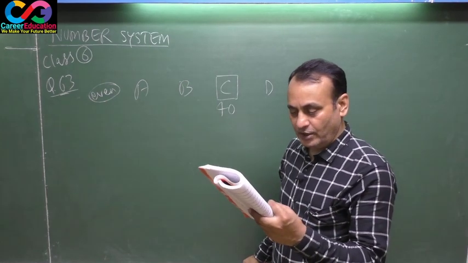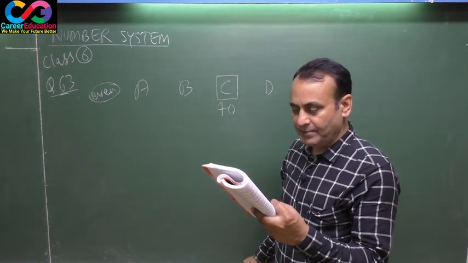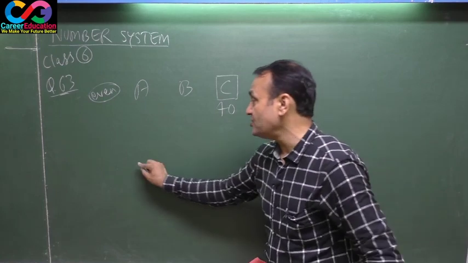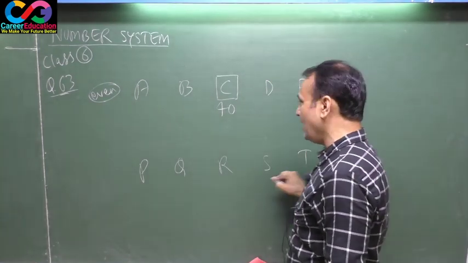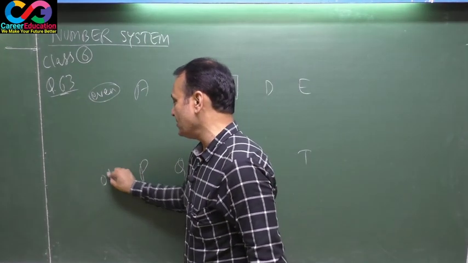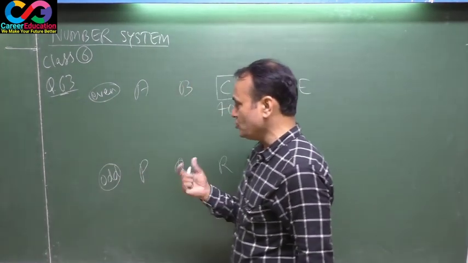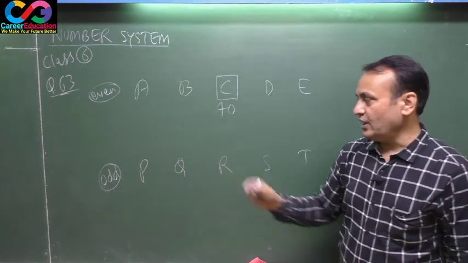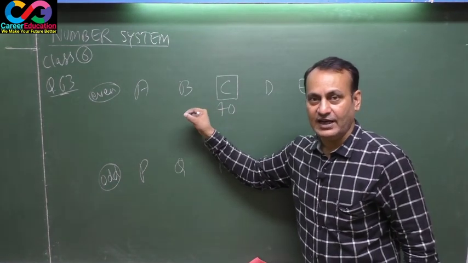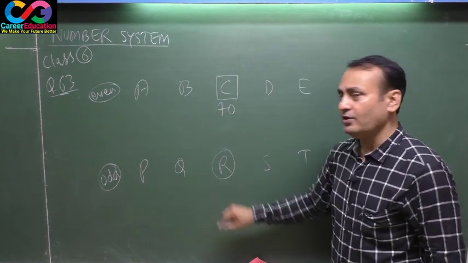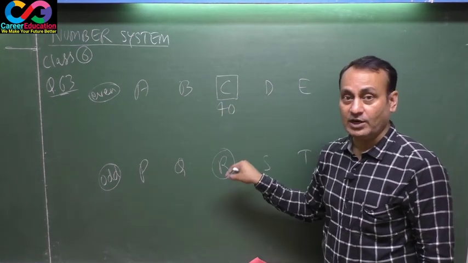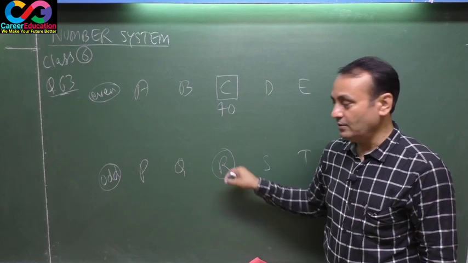Now come to the next sentence. The average of 5 consecutive odd numbers P, Q, R, S, T. These are 5 consecutive odd numbers, and odd numbers are also at the same interval of 2. That means 1, 3, 5, 7, 9. Everywhere the gap is just 2. This will be your average of 5 consecutive odd numbers, the middle number.